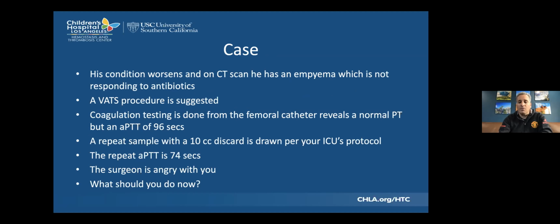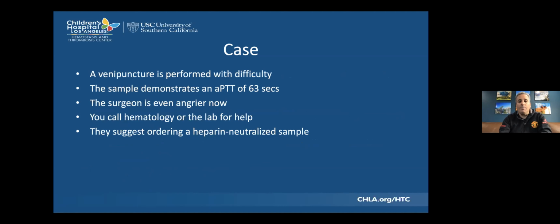So let's repeat the sample. Let's take off a 10 cc discard. That's our ICU's protocol. That should take care of the heparin. And it comes back, it's a little better, but it's still 74. And now the surgeon is angry with you because it's really late in the day. So what should you do? Well, a venipuncture is performed, but it's performed with difficulty, and the sample demonstrates a PTT of 63, right? It was really hard. The nurse did her best. They were pushing and pulling and finally just got enough sample into the tube. And now the surgeon's really mad. And so you call hematology in the lab for help.